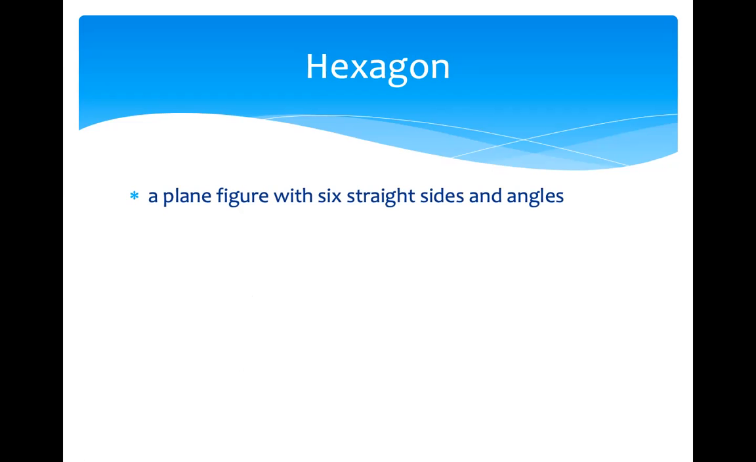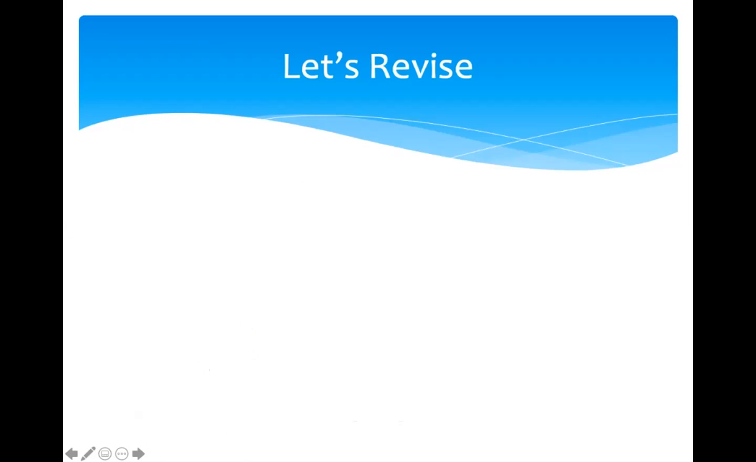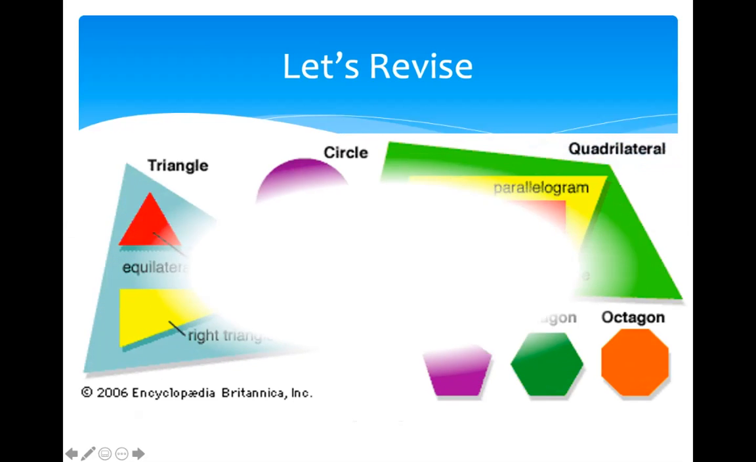Hexagon. Very good. Now what is a hexagon? A plane figure with 6 straight sides and angles. Okay. Now when Miss was small, Miss used to try and remember this by looking at this X here. Now hexagon has an X here and it has 6 sides. That's a very easy trick to remember, that your hexagon has 6 sides. All right. Now let's revise what we've learned.